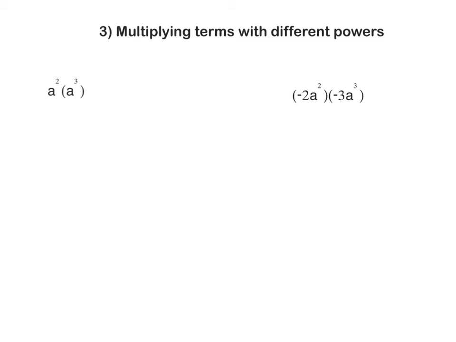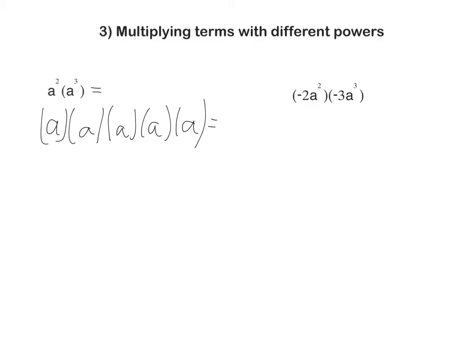Okay, now let's try to multiply terms with different powers. So we have the same base, as you can notice here. We have a to the power of 2 and a to the power of 3, and let's try to multiply it. Okay, so we know that a to the power of 2 is a multiplied by a, and a to the power of 3 is a by a by a. So as we said before, using rule number 4, if we have the same base, we can add the powers. So we have a to the power of 5. So 2 plus 3 is 5. And we can only do it when we have multiplication and we have the same base.